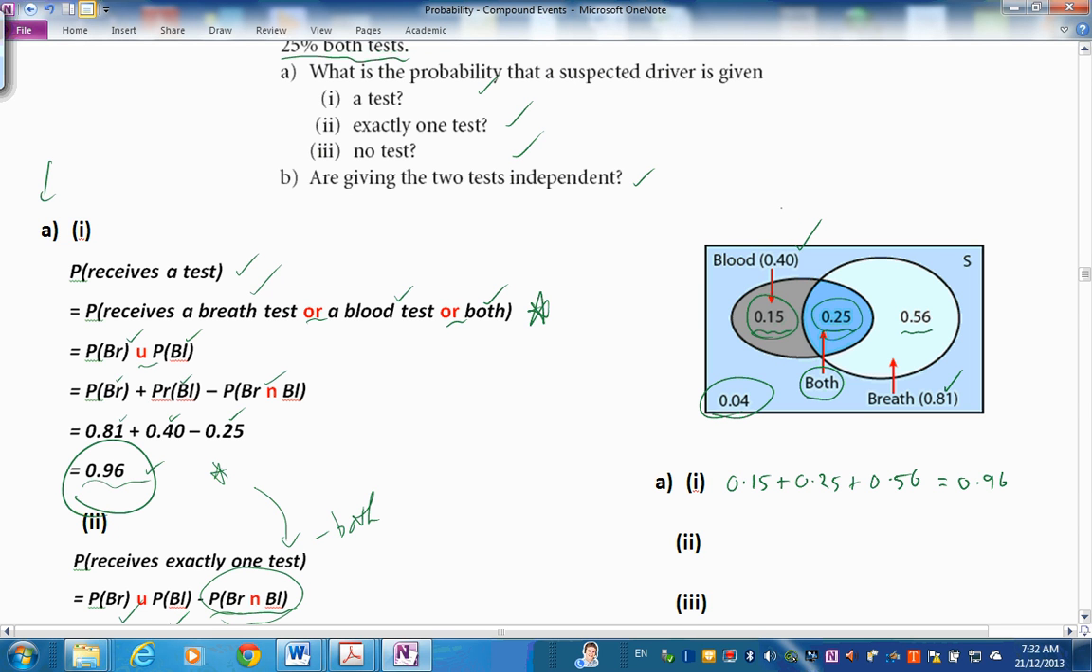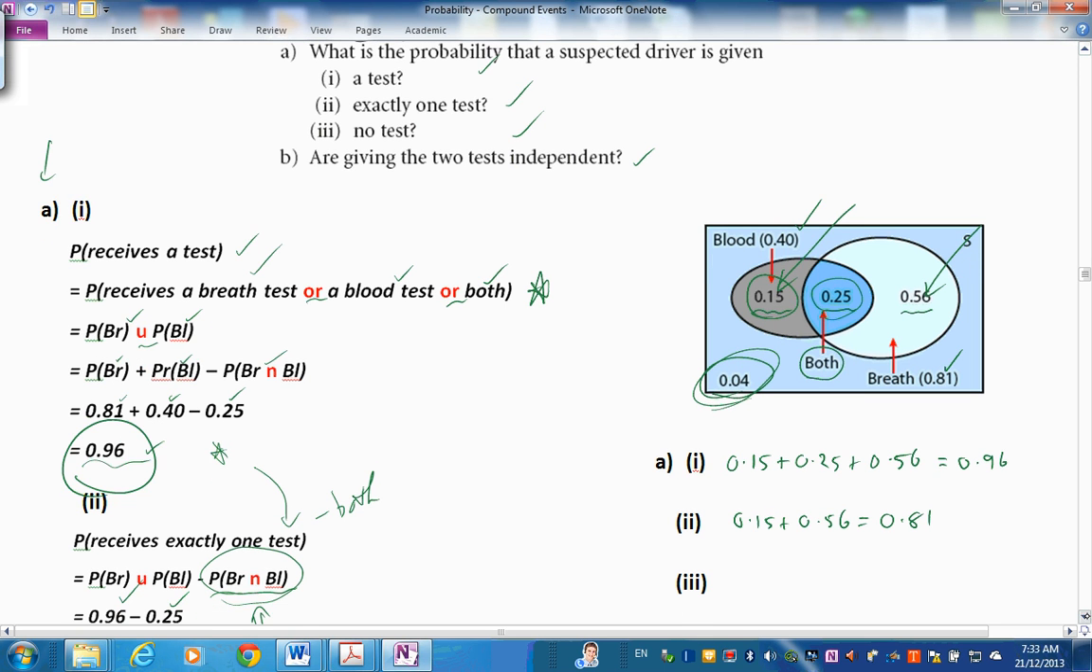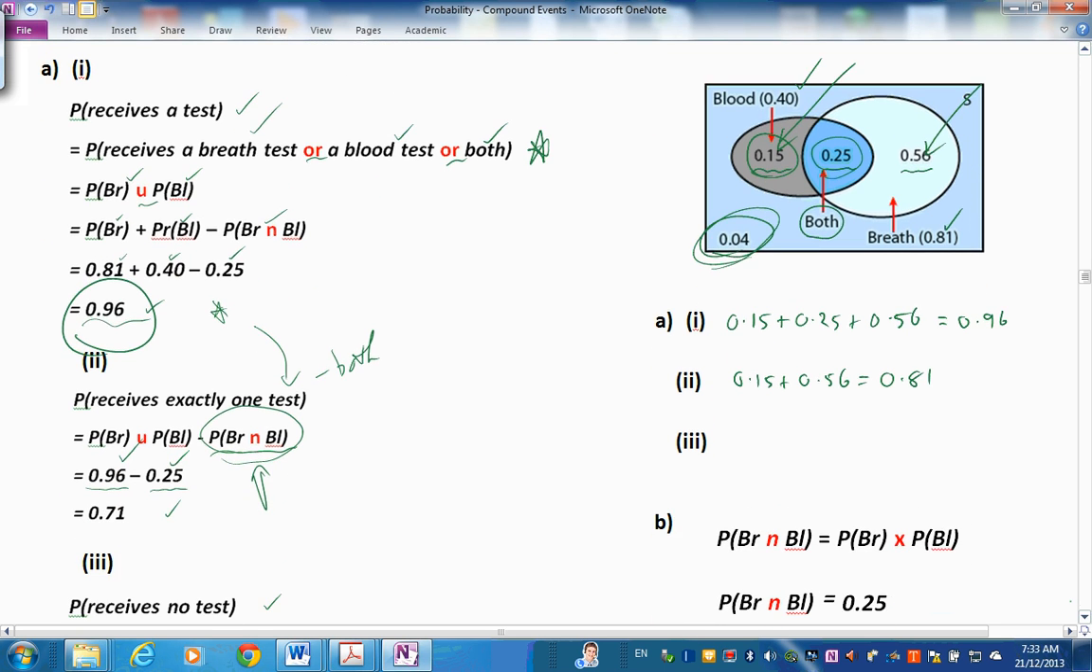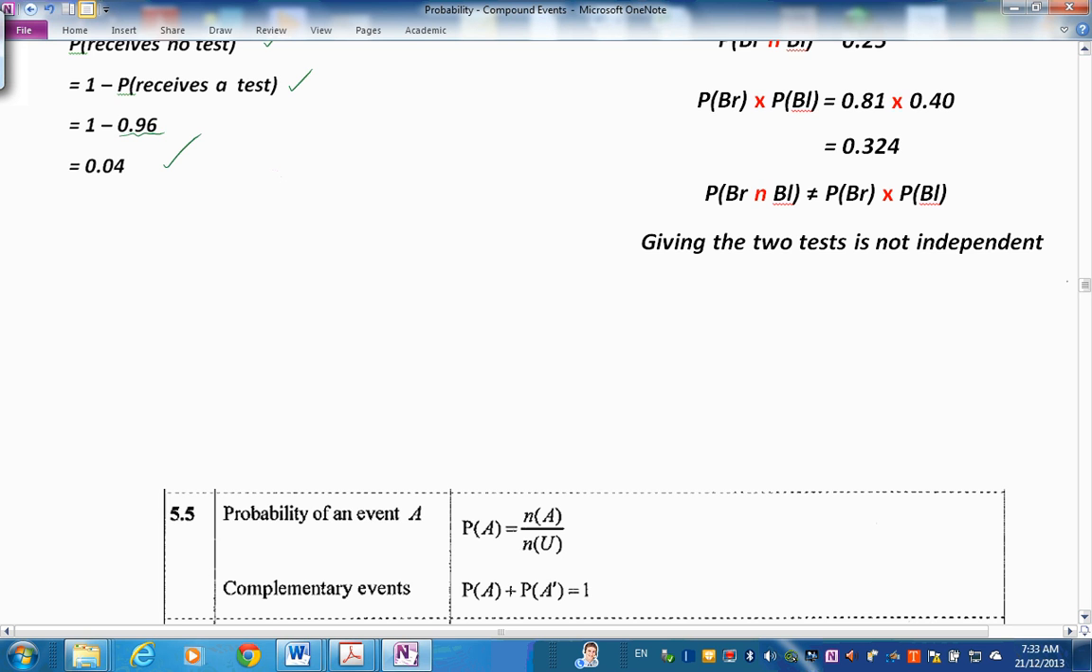Exactly one test. Well, that will be either this one or this one, but not both. So it's going to be 0.15 plus 0.56, 0.71. Okay. And then what about no test? The no test is what's left out here, 0.04. Okay, so come down just a little bit. 0.04.